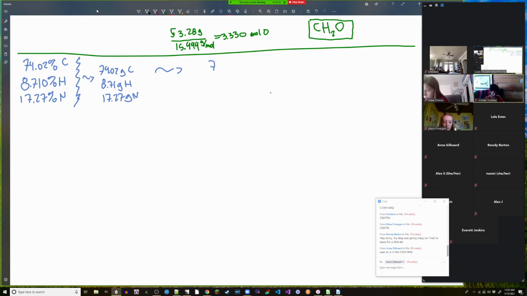For carbon, we know it well. 74.02 divided by our 12.011. I'm dropping the units here because I'm lazy. That's not a good thing. I should provide a good example. 74.02 grams and 12.011 grams per mole. Try to avoid laziness. 6.16268, so 6.163.